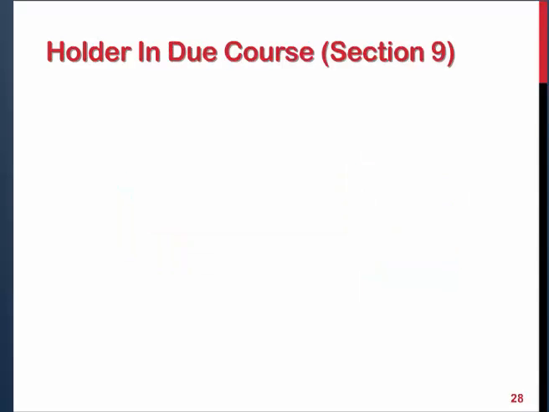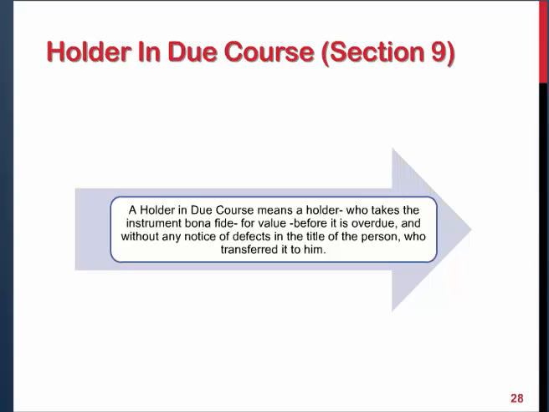Our next term is holder in due course, Section 9 of the Negotiable Instruments Act. A holder in due course means a holder who takes the instrument bona fide for value before it is overdue and without any notice of defects in the title of the person who transferred it to him. Thus, a person who claims to be a holder in due course is required to prove three conditions. First, on paying valuable consideration, he became either the possessor of the instrument if payable to bearer, or the endorsee thereof if payable to order.